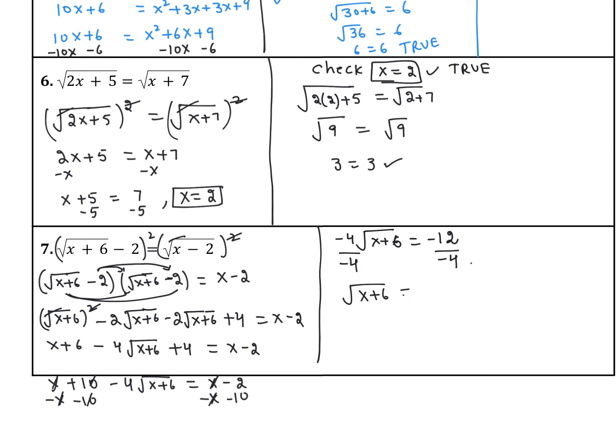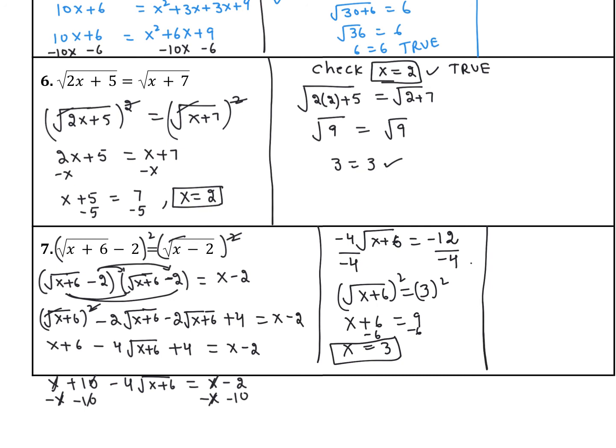Square root of x plus 6 equals 3. Square both sides. x plus 6 equals 9, and subtract 6 on both sides. x equals 3 is your answer.